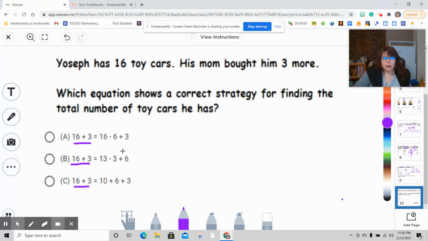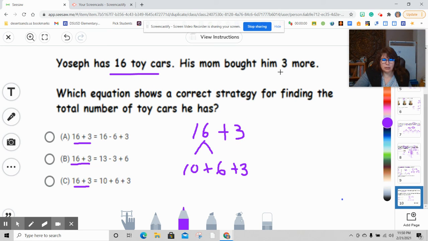Remember how we break apart? For example, I have 16. Can I break apart this one with 10 and 6? Absolutely. And then can I add 3 more, or the 3 more that are in the number sentence? Because we have 16 toy cars and he bought 3 more. Okay, so I can break apart the 16 with 10 plus 6 and then 3 more.